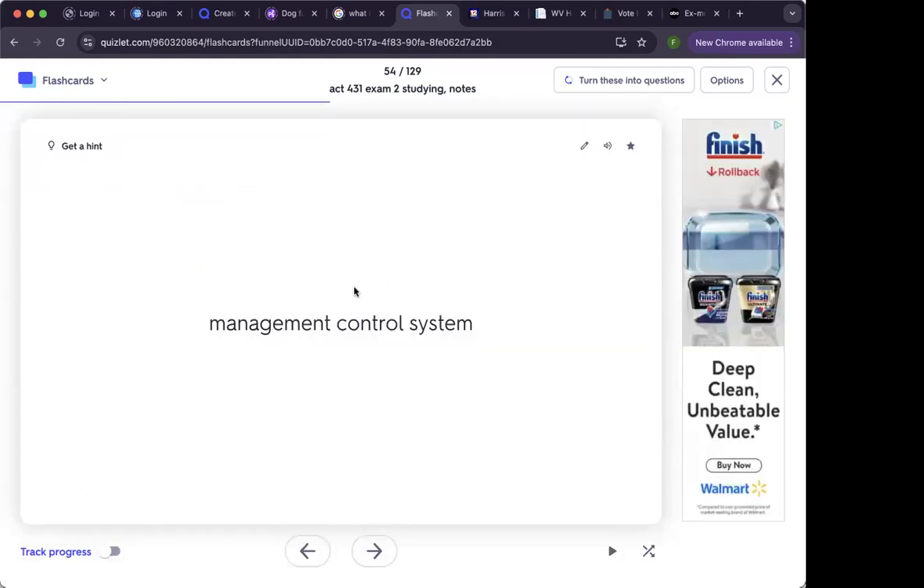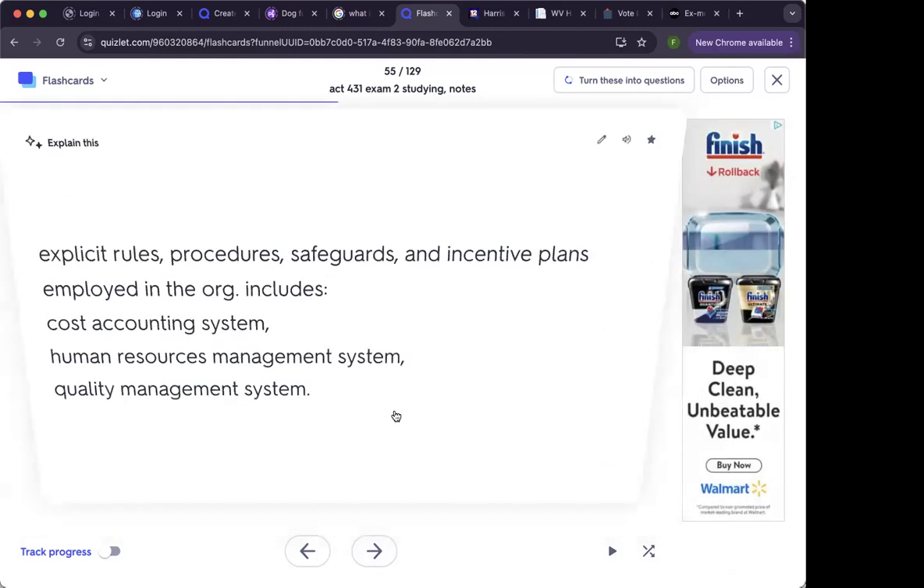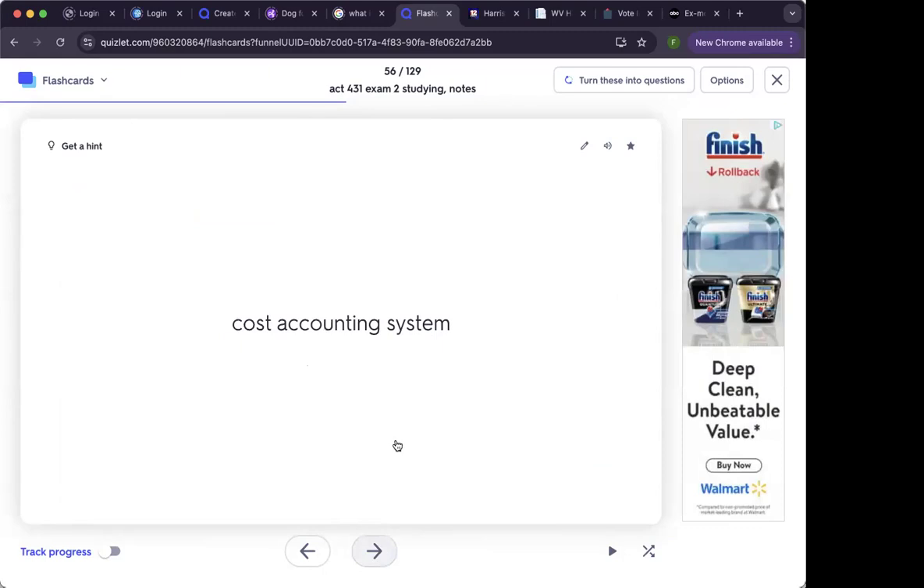Okay, management control system. A set of rules, activities, and information that an organization uses to make and execute planning and control decisions, and to direct employee behavior and effort toward achievement of the organization's goals. Formal controls. Explicit rules, procedures, safeguards, and incentive plans employed in the organization. Includes cost accounting system, HR management system, quality management system.